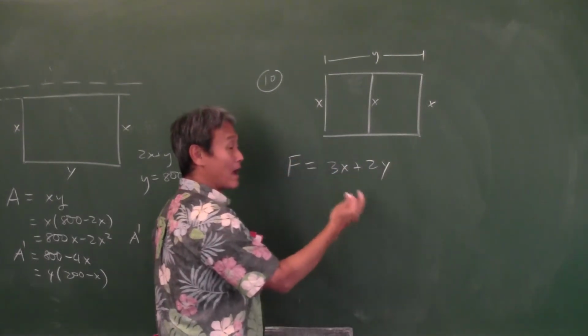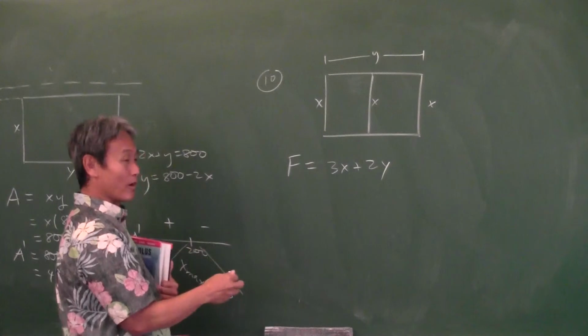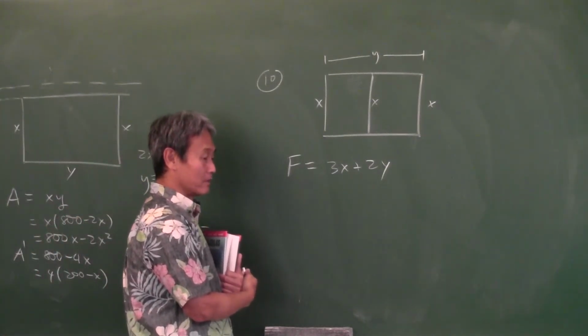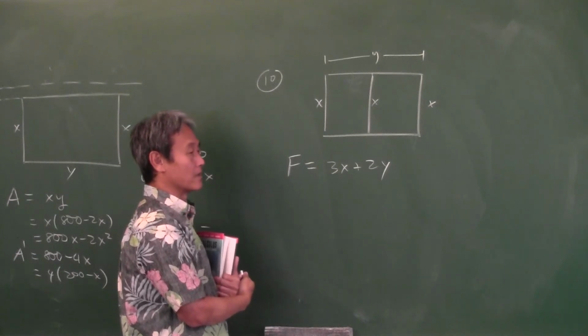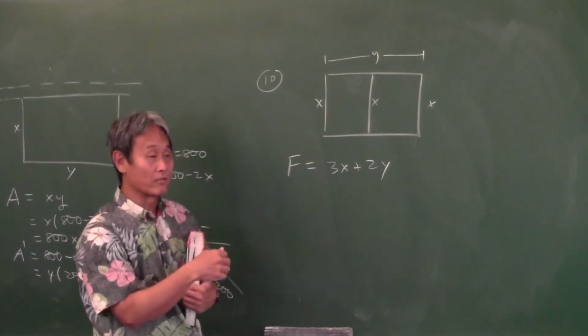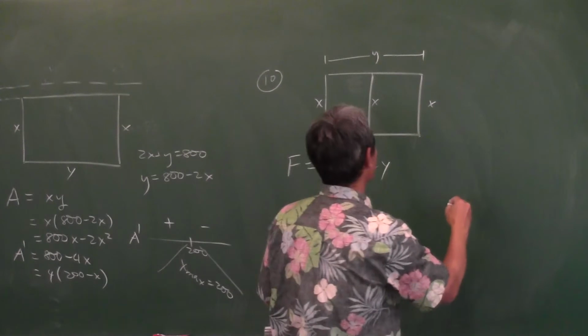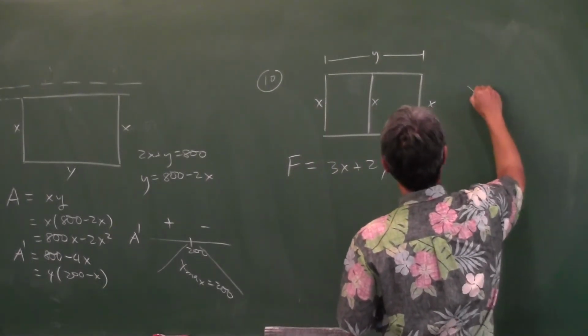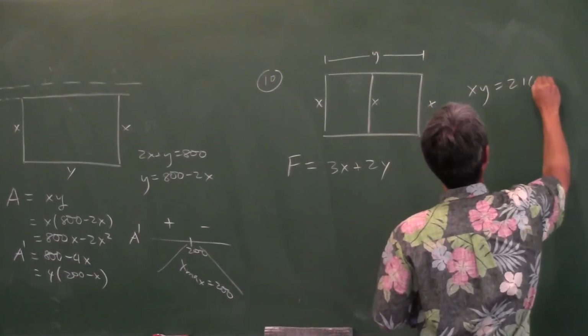But again, we have 2 variables. We have to get rid of one of them. I need another equation. Do they give me more information? Yes, the area of the rectangle is 216 square meters or whatever it is. So look at this picture. What is the area of this rectangle? X times y. That has to equal 216.